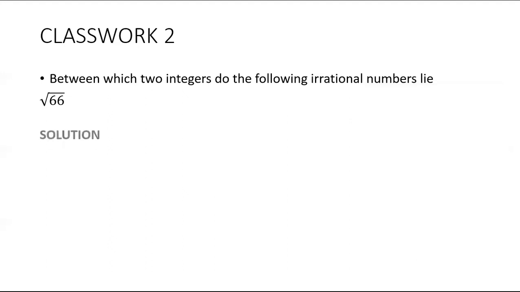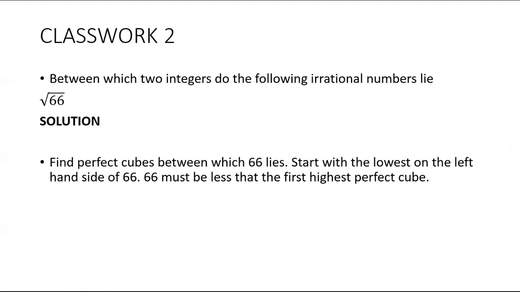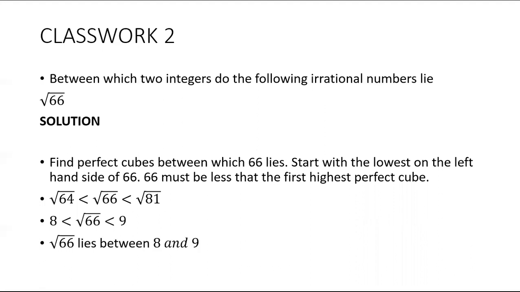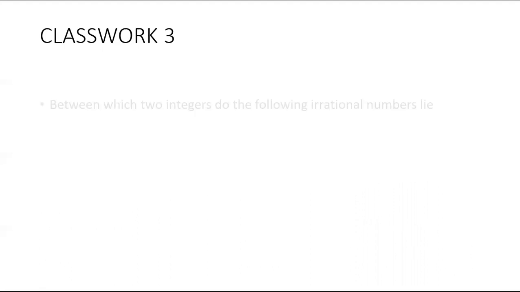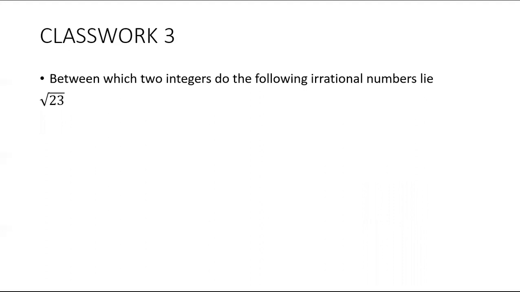Square root of 66. We want to choose perfect squares. In this case, a perfect square that is less than 66 and a perfect square that is greater than 66. Less than 66, we will have 64. Greater than 66, we will have 81. Their square roots are 8 and 9. Try this one.